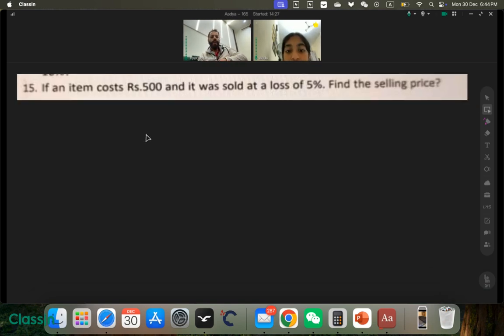If an item is sold at a loss... Can you read the formula for it? Yeah, I wanted to ask, how do we do it for loss? It's kind of the same thing. Can you try and think about it before I start explaining it?